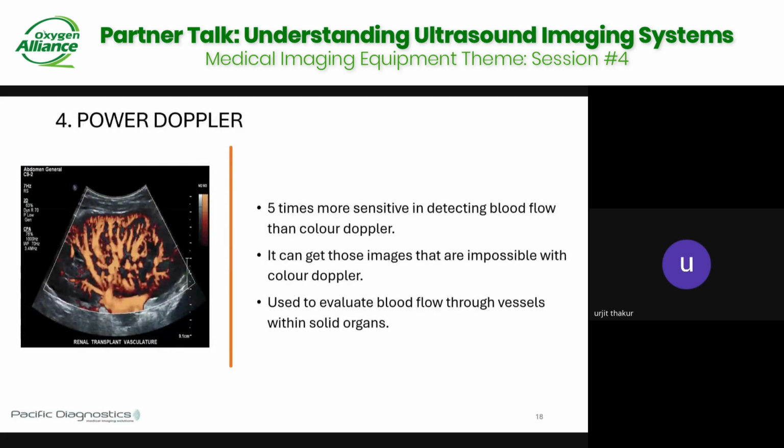Then you have the power Doppler. As you can see, the image compared to the color Doppler is much more detailed. It is more sensitive than the color Doppler in detecting blood flow, so it gets those images that you cannot get with the color Doppler. This gives more detailed information on blood flow as opposed to the color Doppler within solid organs, that is the liver, the heart, and whichever organs you're trying to evaluate with the ultrasound.